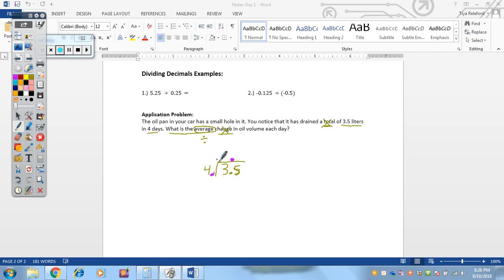How many times does 4 go into 3? 0. How many times does 4 go into 35? I'm going to have to make my line longer. How many times does 4 go into 30? 7 times, because 4 times 7 is 28. And how many times does 4 go into 20?